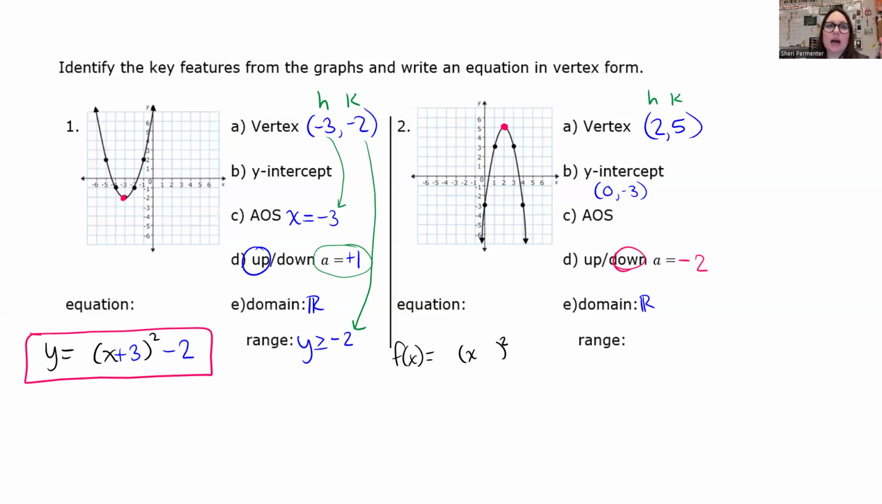Let's go add the y-intercept. So the y-intercept is when x is equal to 0. Okay, so let's pretend like this is a 0. What's 0 plus 3? 3. What's 3 squared? 9. What's 9 minus 2? 7. It is a 7. So it's 0, 7. You just plug in 0 for x.